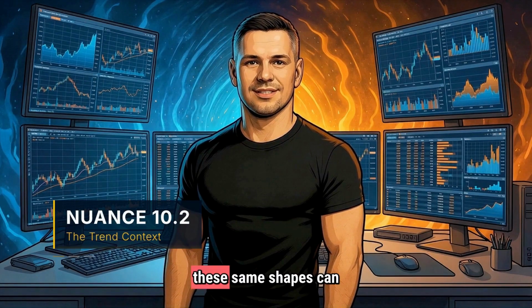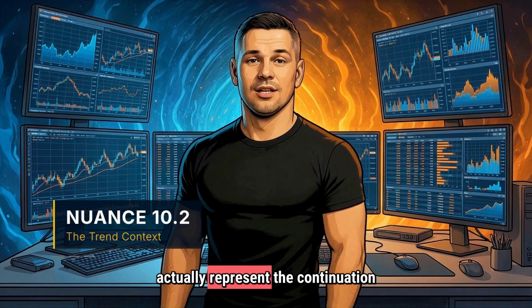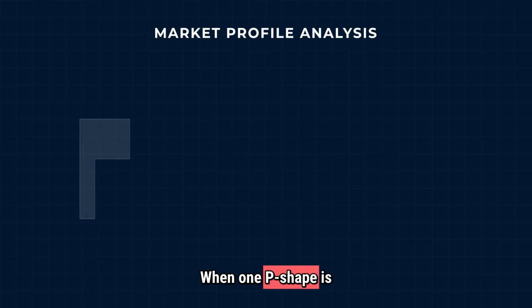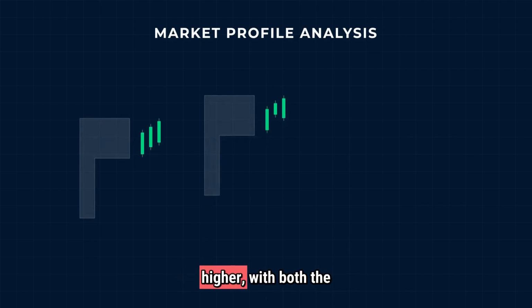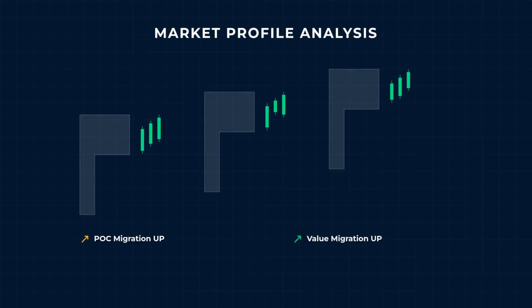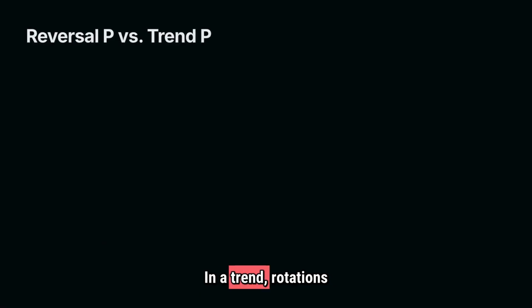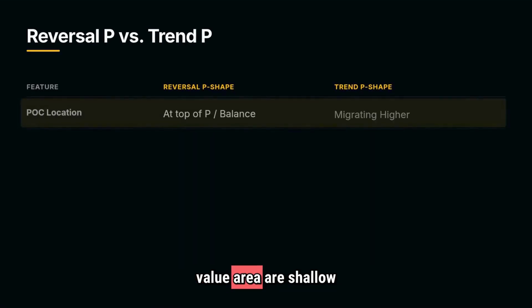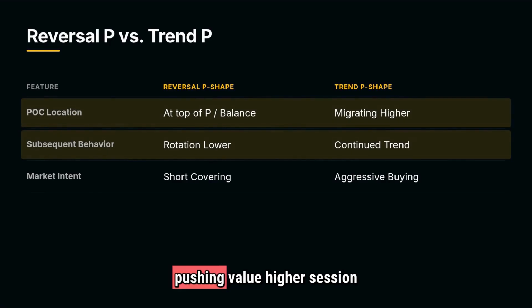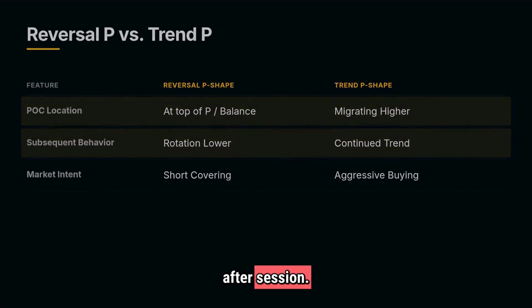Now we move to Nuance 10.2. Here, we learn that these same shapes can actually represent the continuation of a powerful trend if the context is right. When one P shape is followed by another P shape higher, with both the value area and the POC migrating up, you are seeing true trend growth, not just covering. In a trend, rotations back into the previous value area are shallow or absent. Buyer aggression remains constant, pushing value higher session after session.